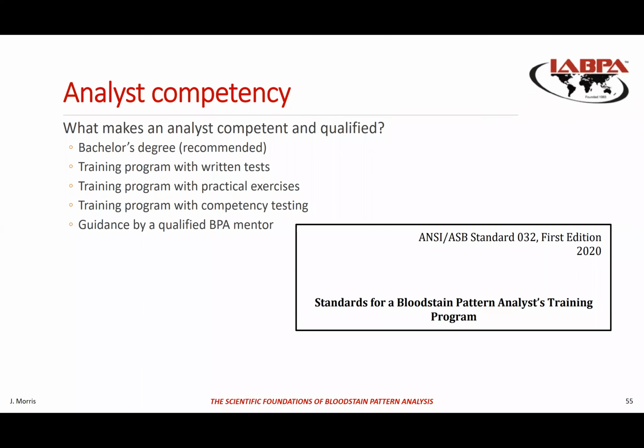Does your training program have written tests? Does it have practical exercises? Does it have competency testing? And are you being guided by a qualified mentor?